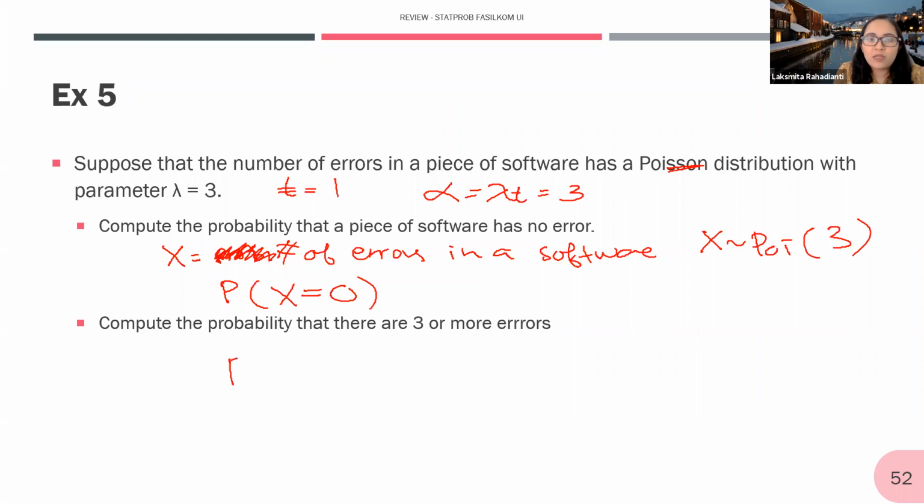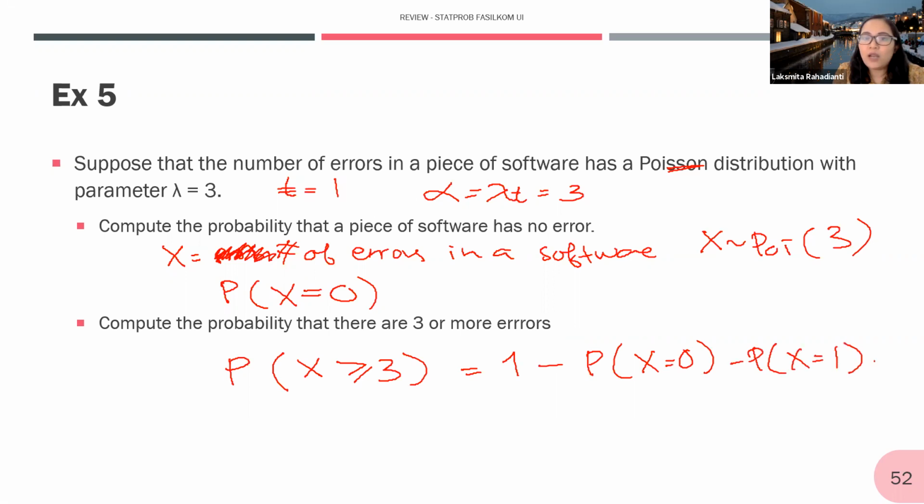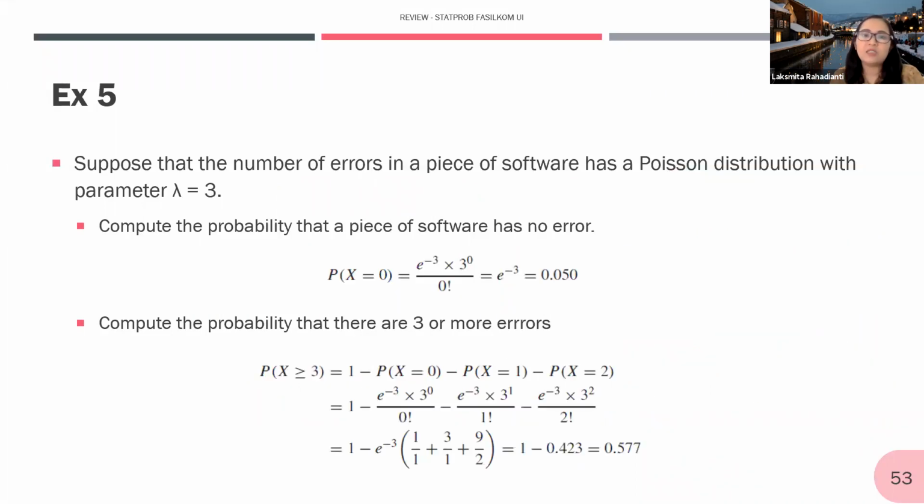For the next one, what is the probability that there are 3 or more errors? Once again, we don't know any probability of larger than, but we do know the probability of less than. So I can do 1 minus P(X=0) minus P(X=1) minus P(X=2). And here is the solution already computed for you.